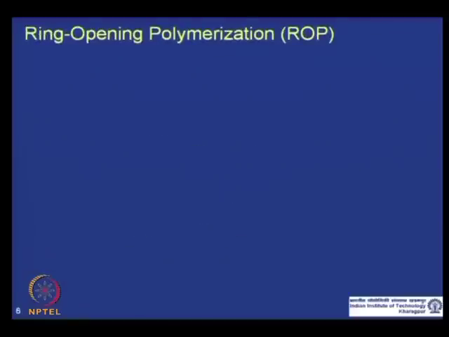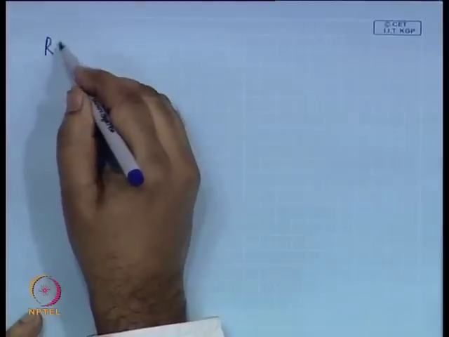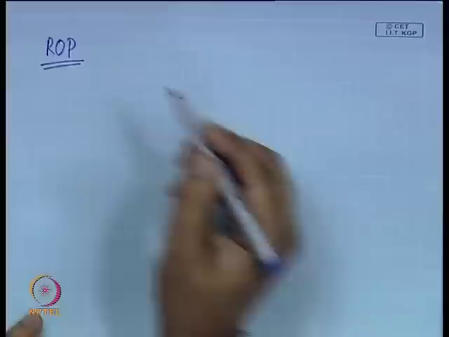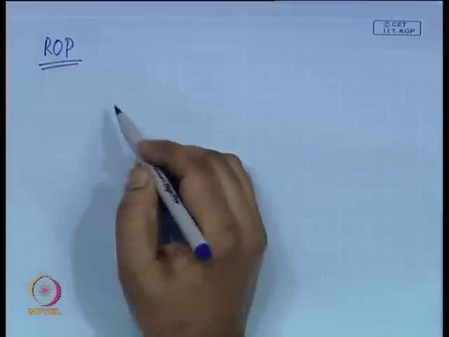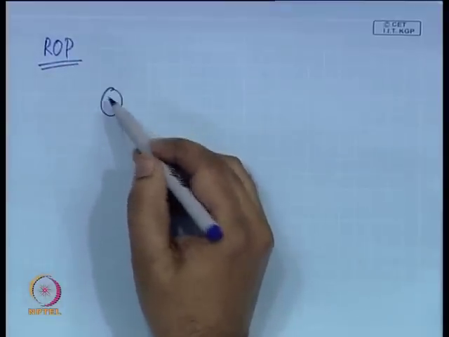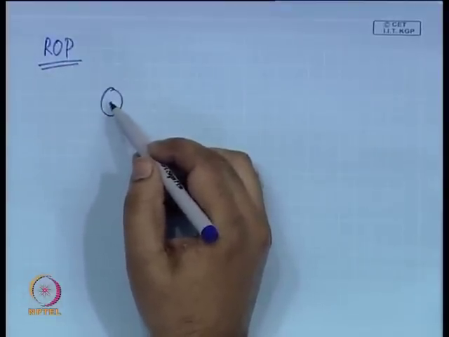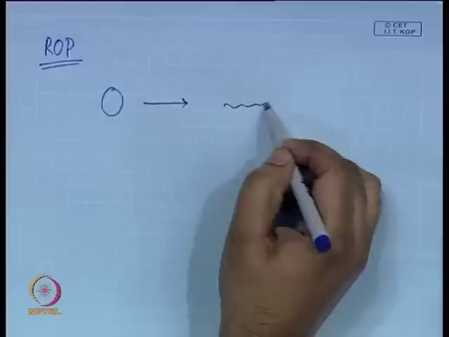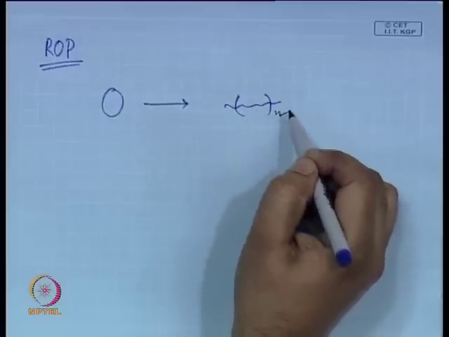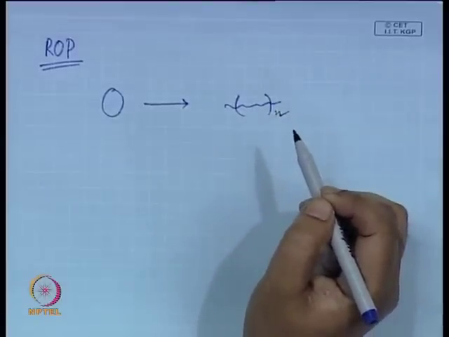What we will do now, we will move to the next polymerization method, which is ring opening polymerization, or in short ROP. ROP, as the name suggests, is ring opening polymerization. So, you have a monomer having a ring structure, and you polymerize it and make a linear polymer.